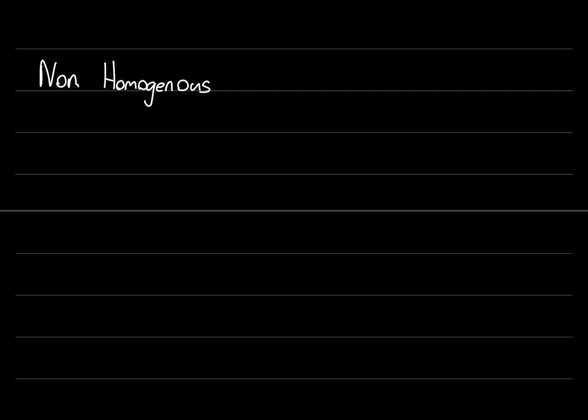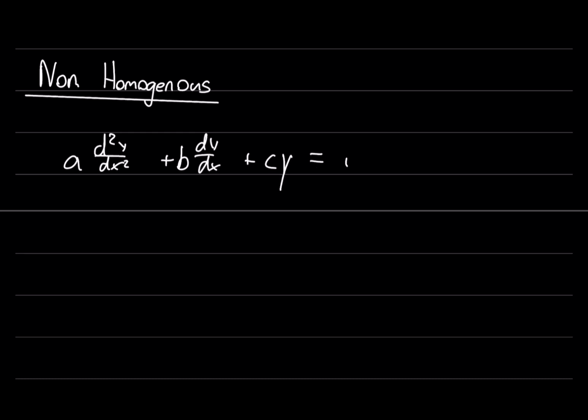Non-homogeneous second order differential equations. Non-homogeneous differential equations is when it's not equal to 0. So we had the same form, which is a times d squared y by dx squared plus b times dy by dx plus c times y should be equal to 0. This is what we knew for homogeneous. So for non-homogeneous, it's just when it's not equal to 0.